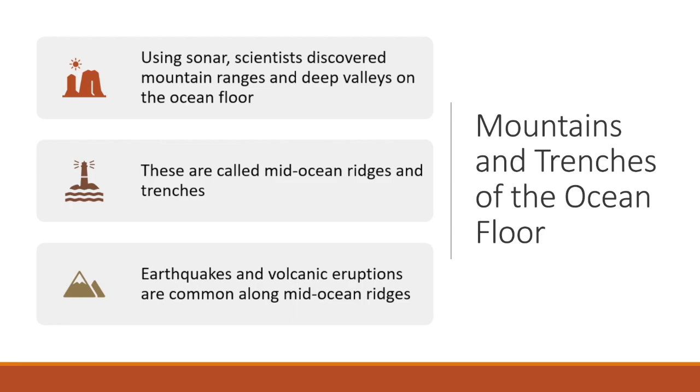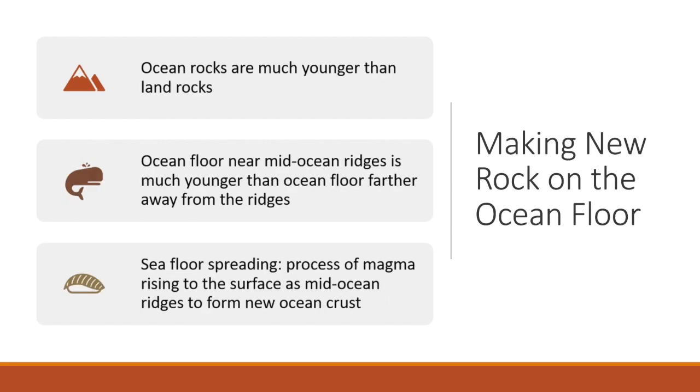Using sonar, scientists discovered mountain ranges and deep valleys on the ocean floor. We discovered that there are things called mid-ocean ridges and trenches, and that earthquakes and volcanic eruptions are common along these mid-ocean ridges. Ocean rocks are much younger than land rocks, and the ocean floor near the mid-ocean ridges is much younger than the ocean floor farther away from the ridges. And we see what's called seafloor spreading.